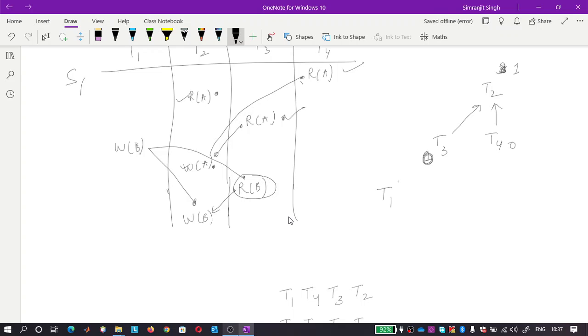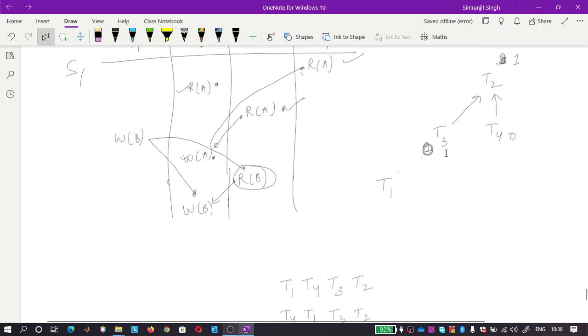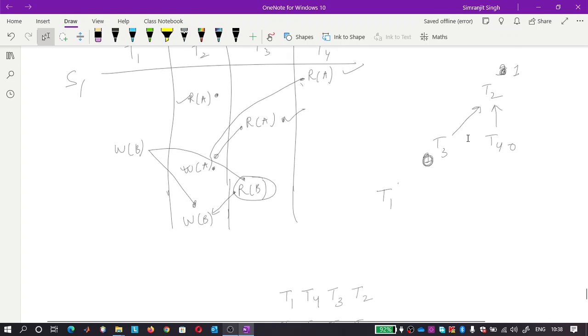Okay. So you can see there are more possibilities opening up now. T1 followed either by T3 or by T4. T3 is not done and T4 is not done. So T1 followed by now T3. Now when you do that, what will happen here? T3 is gone.